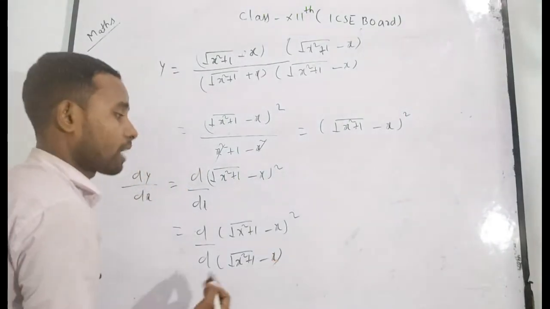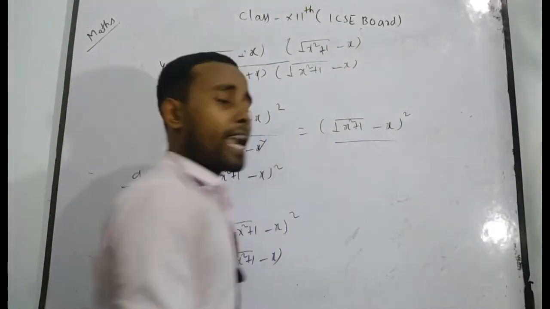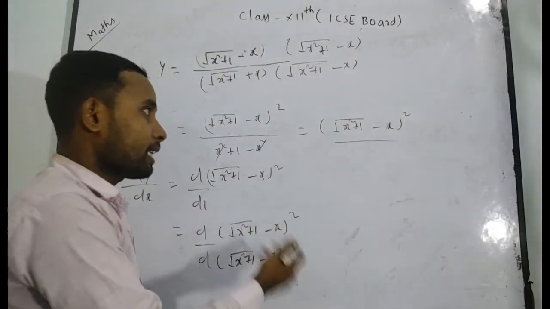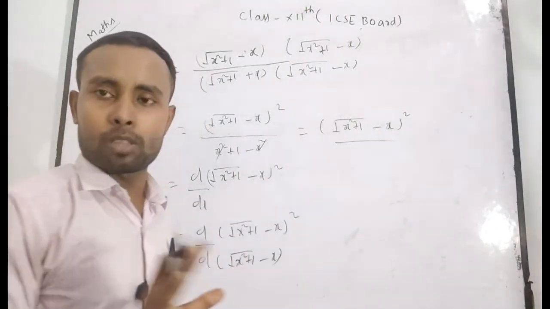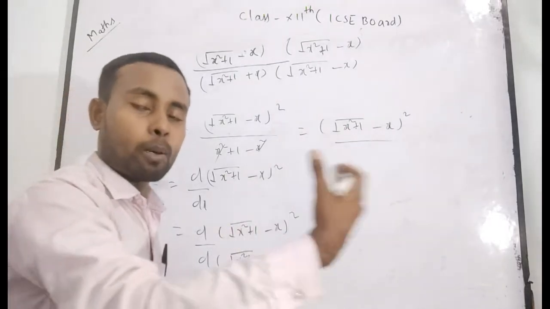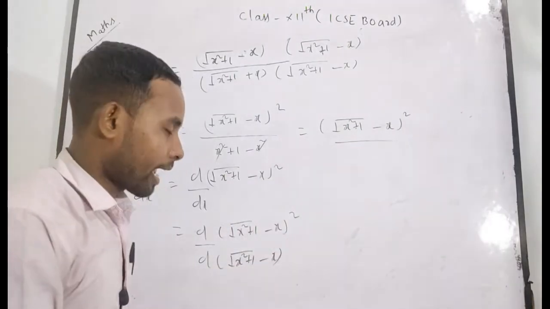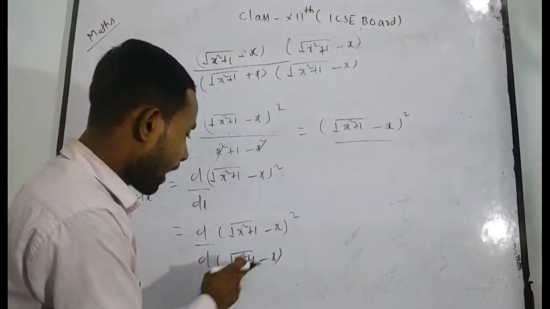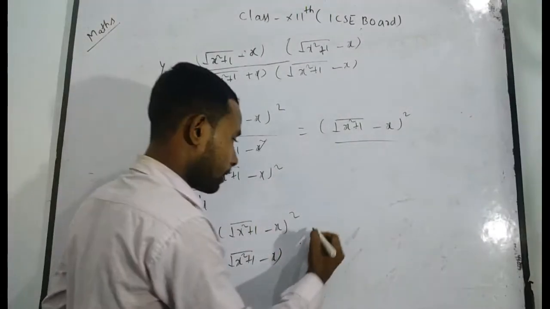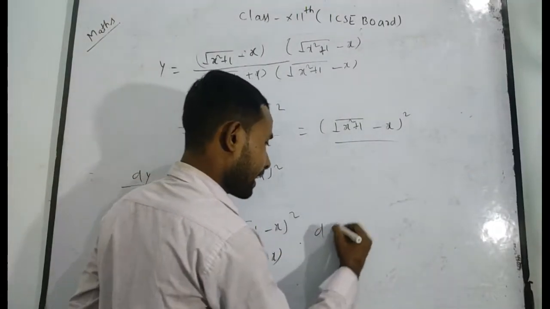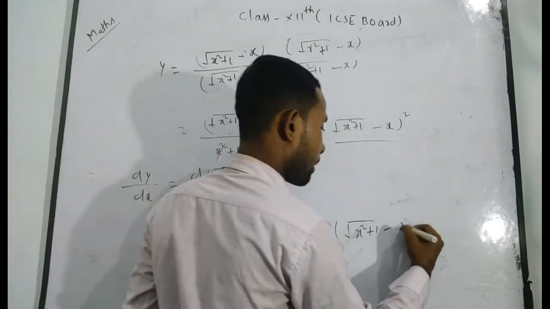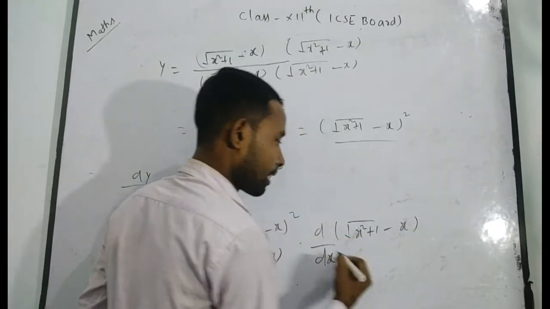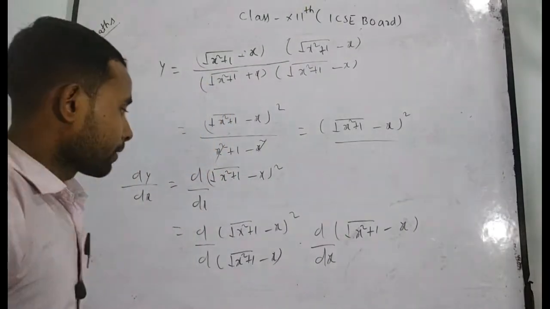Why? Because I have already told you this is in which form? X to the power n form. In the case of x to the power n, it can be differentiated with respect to x only, and it will be n into x to the power n minus 1. So I have taken this for balancing it. Now I want to take again in the numerator the derivative of root under x square plus 1 minus x with respect to x. Have you understood?